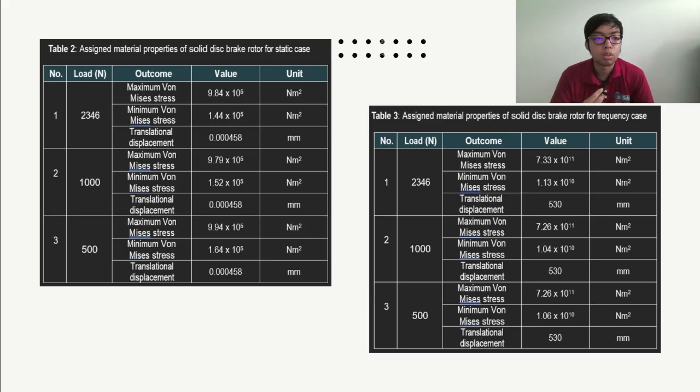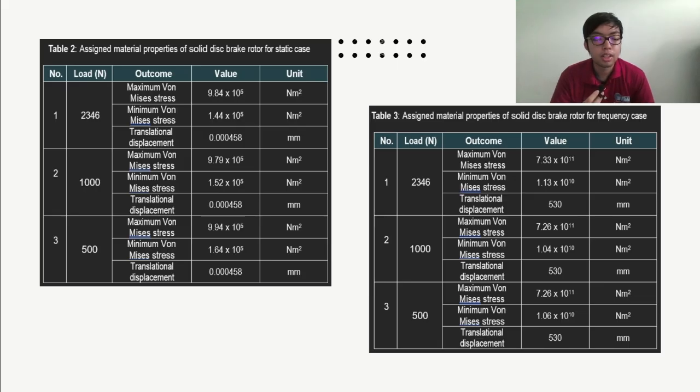In table 2, for a load of 2346 Newton, the maximum von Mises stress is found to be 9.84 times 10 to the power of 5 Newton per meter squared, and the minimum von Mises stress is 1.44 times 10 to the power of 5 Newton per meter squared. The translational displacement we have found to be 0.000458 millimeter.